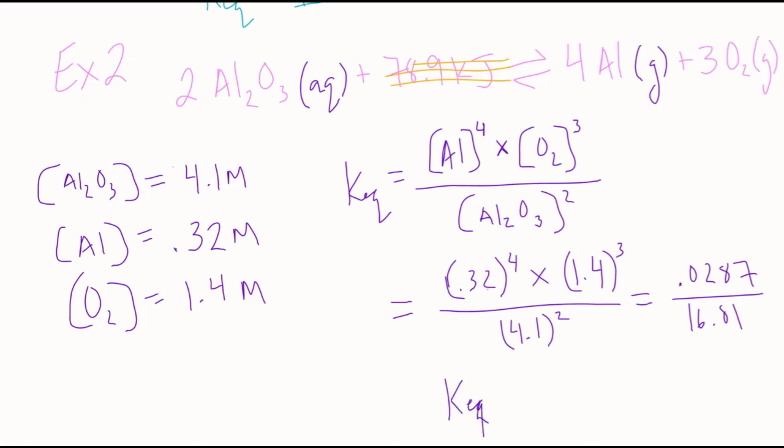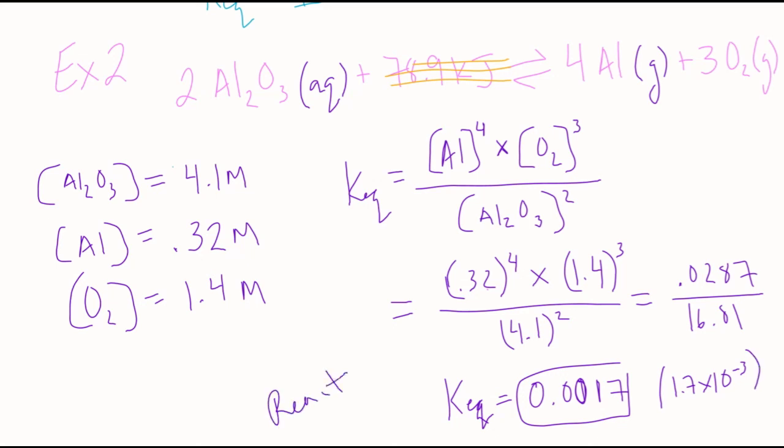So that means our equilibrium constant would be equal to 0.00117. Okay. In scientific notation, that's 1.7 times 10 to the negative third. Okay. When you do these, you can get really, really big answers or you can get really, really small answers. Okay. It's less than 1, so the reactants are favored.